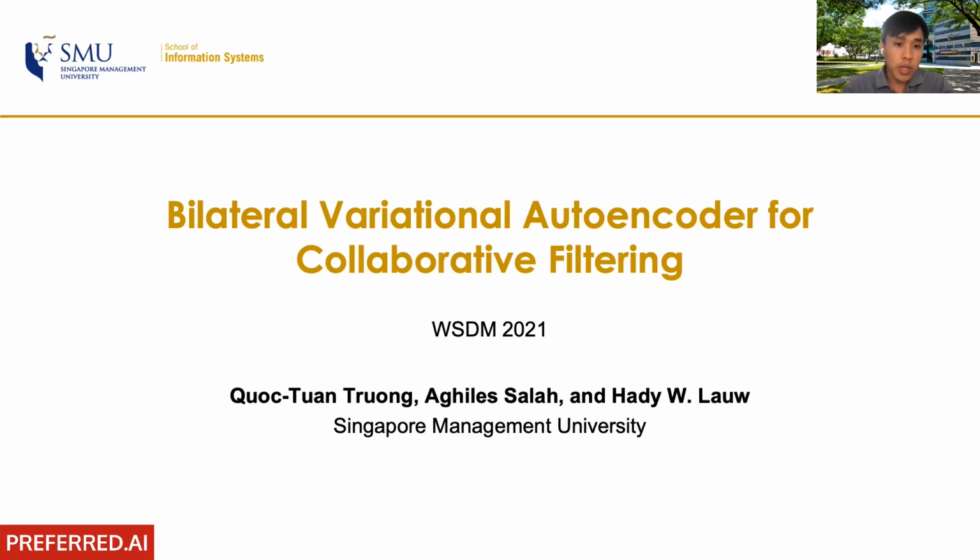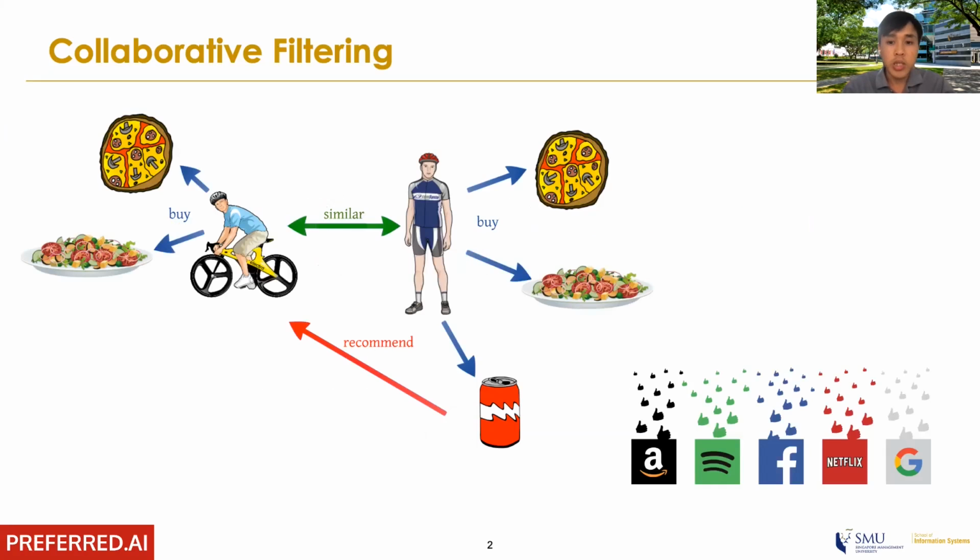So, the problem that we are interested in this work is collaborative filtering. The objective is to learn from the set of user and item interactions in order to provide good recommendations to user. The problem of collaborative filtering is very important, and it has a lot of applications ranging from e-commerce websites to social media and social networks.